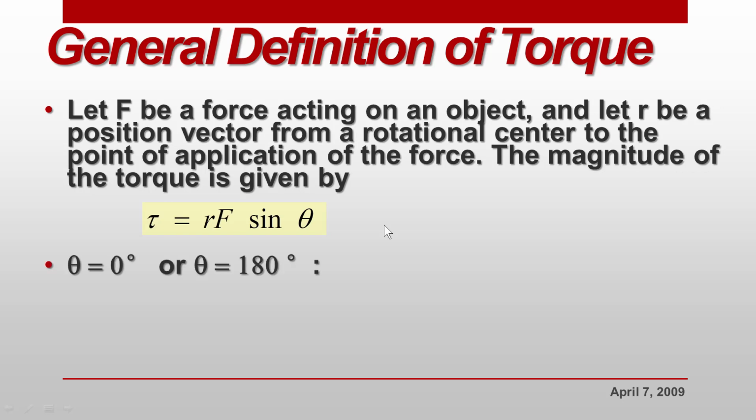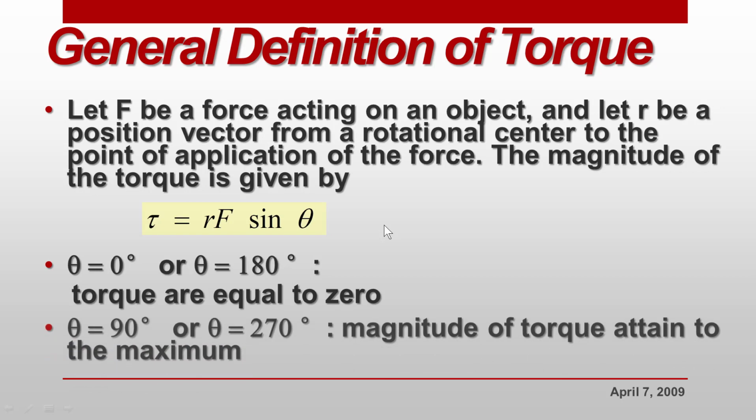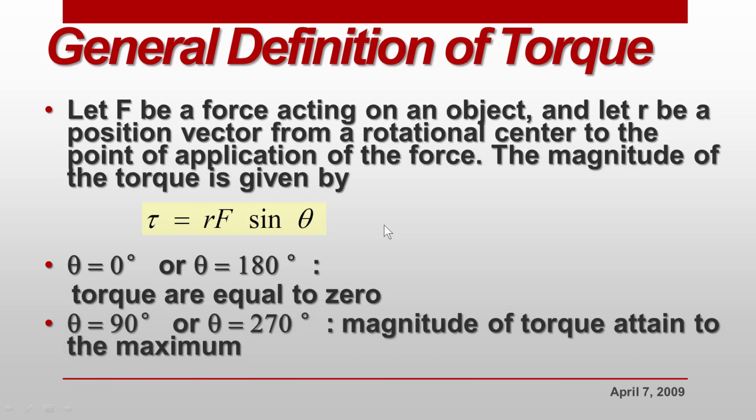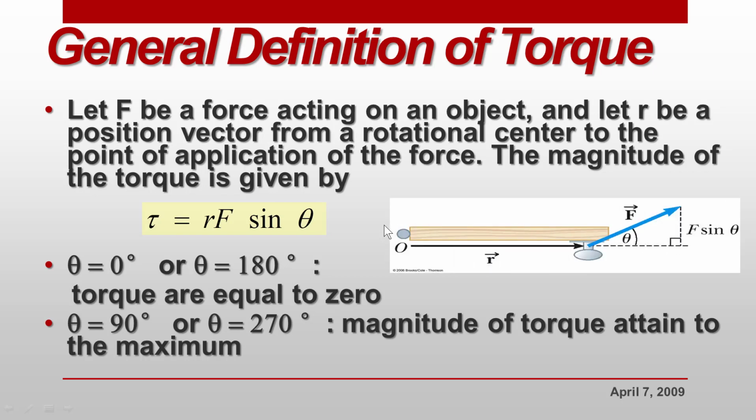Okay, if theta is 0 degrees or 180 degrees, then what will happen? It means force is parallel to position vector and the torque is equal to 0. And if theta is 90 degrees or 270 degrees, magnitude of torque attains the maximum. So what will be happening over here? If angle between r and F is 0 degrees, torque is 0. And if angle is 90 degrees or 270 degrees, then magnitude of torque is maximum. Tau is equal to rF sine theta.